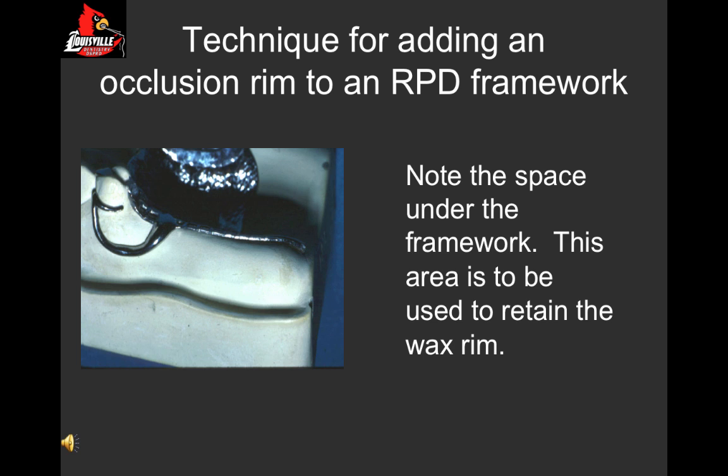The example shown is actually a maxillary cast, but the same rules apply whether it's a maxillary or a mandibular. The technique for adding an occlusion rim to an RPD framework is as follows. First of all, note the space under the framework. This area is to be used to retain the wax rim.